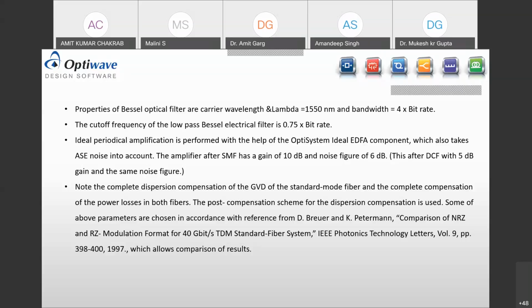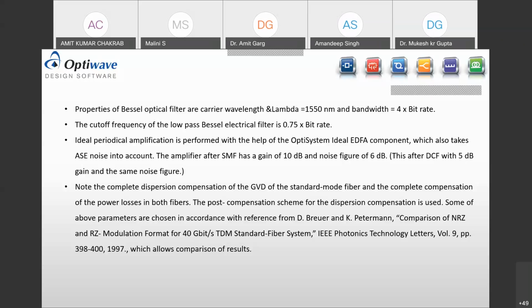The ideal periodic amplification is performed by the EDFA component, which also takes ASE noise into account. So we are not taking account of this ASE. The amplifier after SMF has a gain of 10 dB and a noise figure of 6 dB. So these are some of the parameters we need to set.